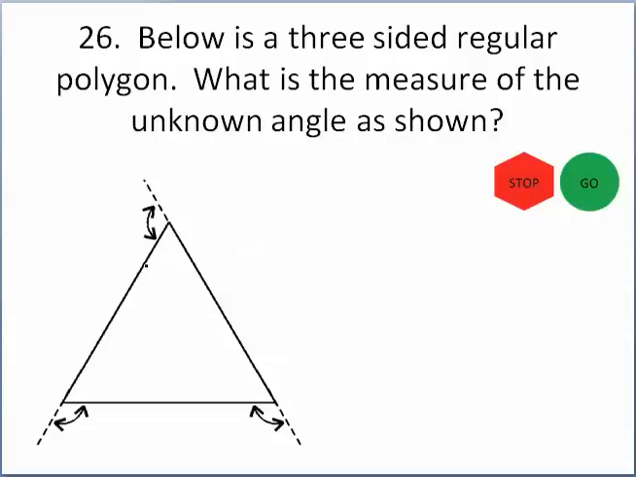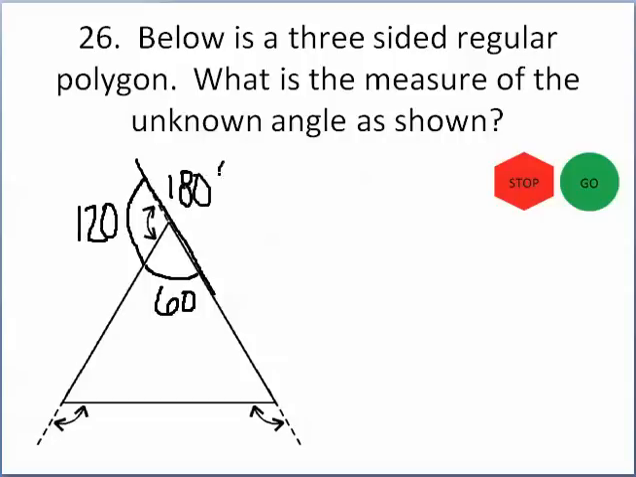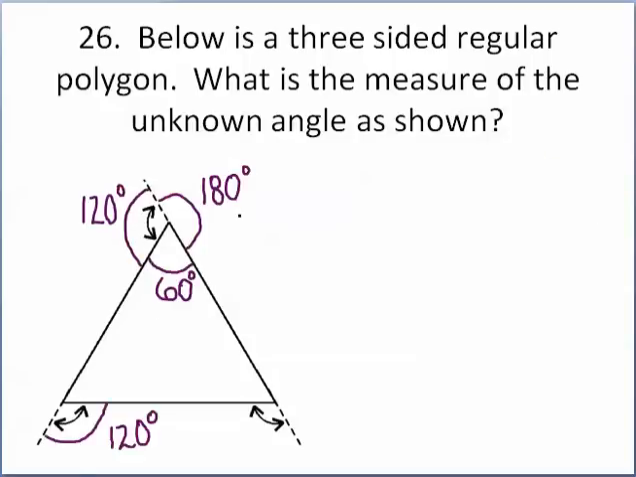Okay, if this is an equilateral triangle, then that means that's 60 degrees. And if that's 60 degrees, then you know this is 180 degrees, which means that that is 120 degrees. And this is 180 degrees right here. And those are all degrees. And that's the way that works.